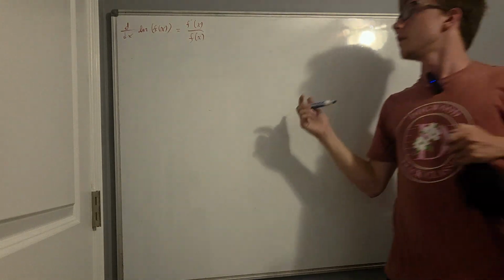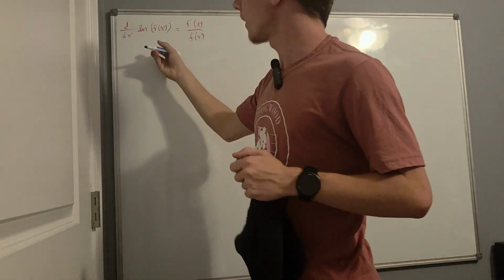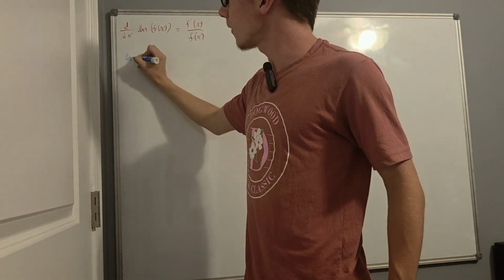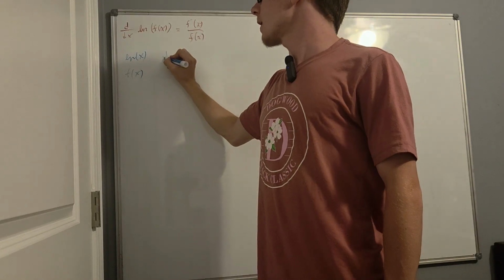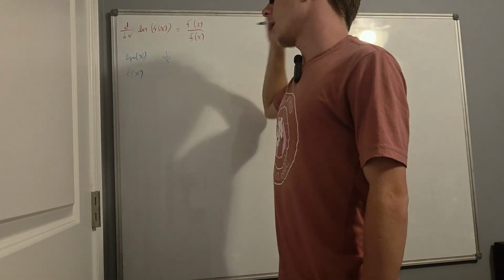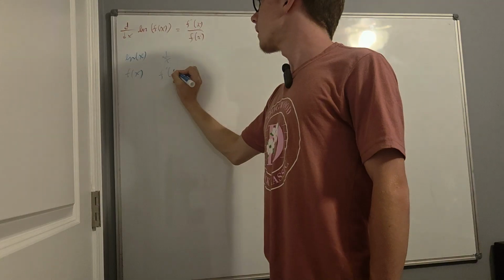Yeah, I'll do this one again. So first of all, I'm going to set up a little bit of a chain rule. The outside function is ln of x. The inside function is f of x. The derivative of ln of x is 1 over x. The derivative of f of x is f prime of x.